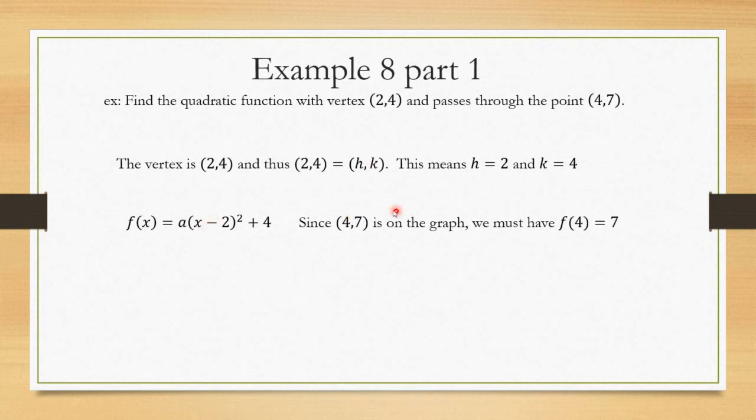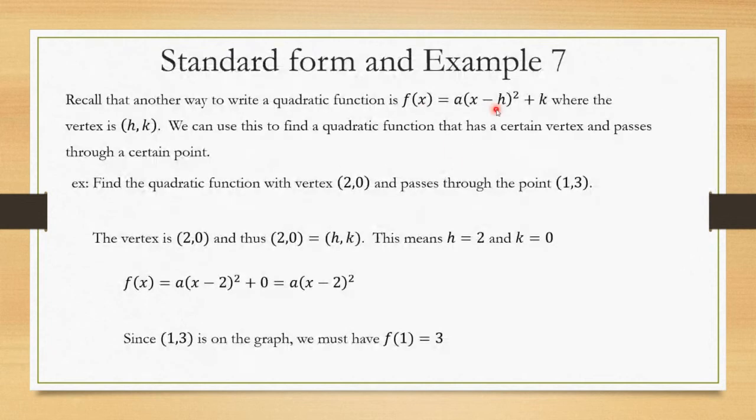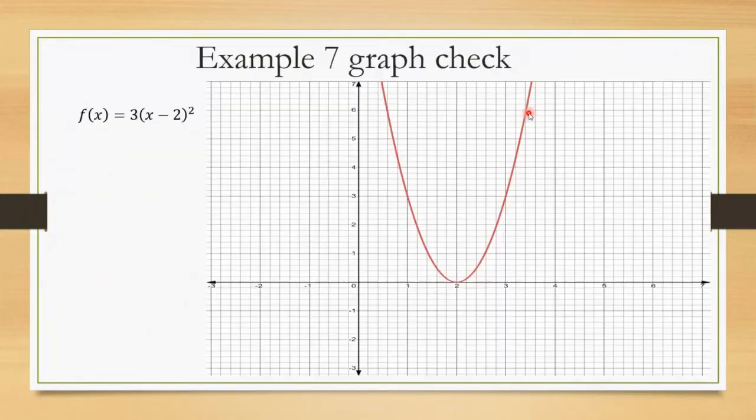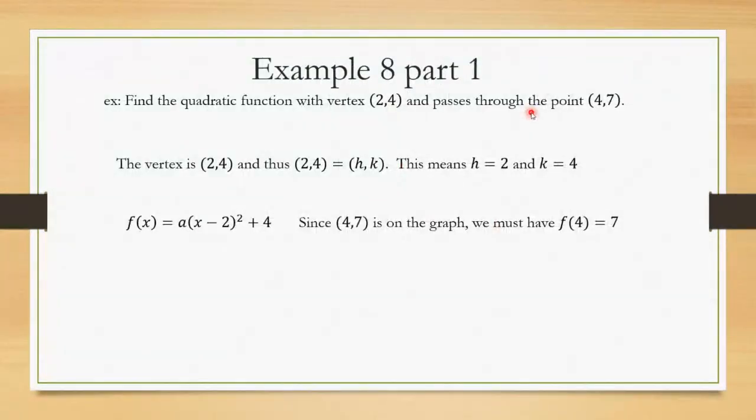Again, what am I doing here? We have our h and k, and I'm substituting. For h I substituted 2, for k I substituted 4. Good. So that's what we get here.